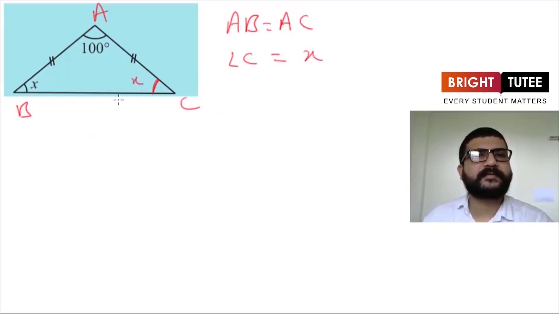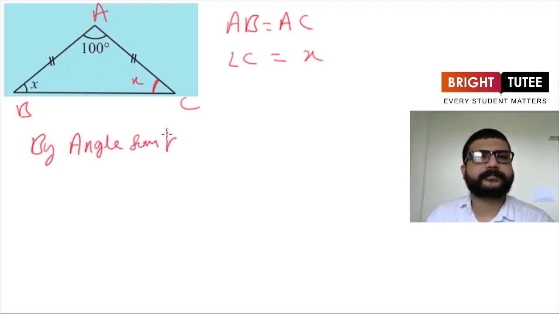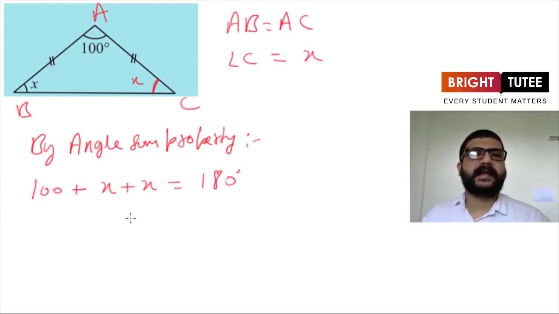Now how to find the value of x? Now see, in this triangle, two angles are equal and one of the angle is marked as 100 degrees. Can we use angle sum property? Yes, we can do that. So by angle sum property, we can say 100 degrees plus x plus x is equal to 180 degrees. Angle sum property says that the sum of all the three angles of a triangle is 180 degrees.